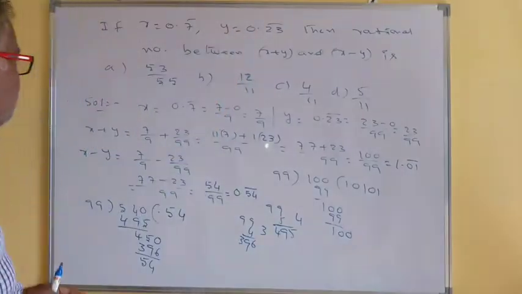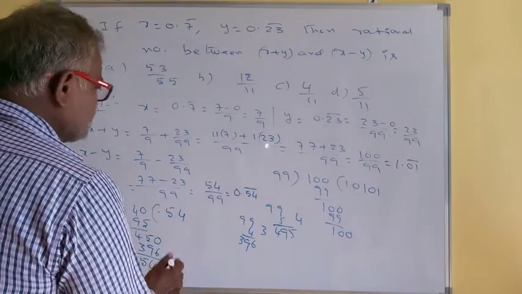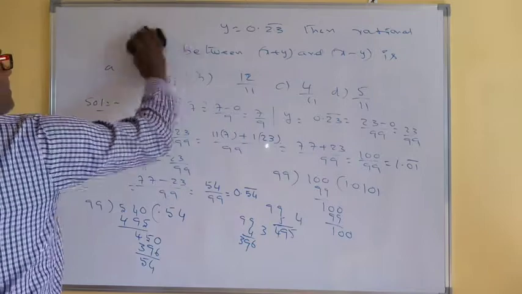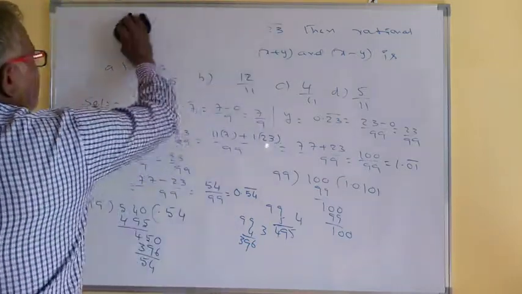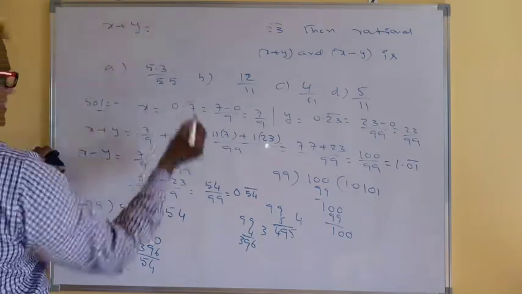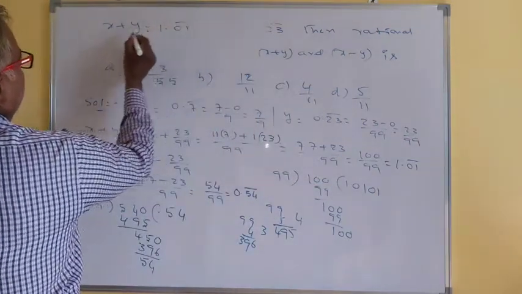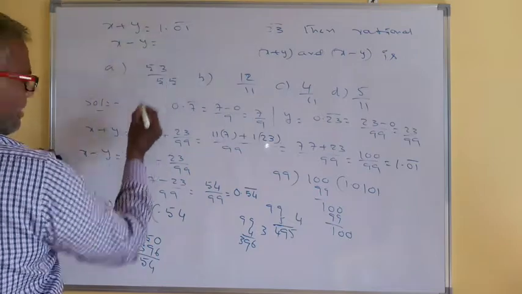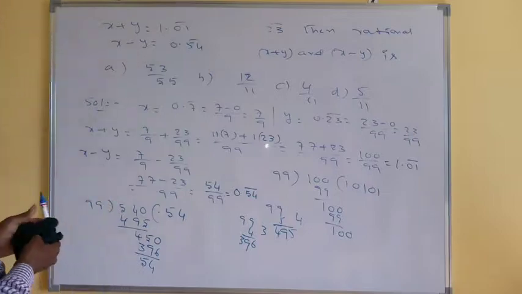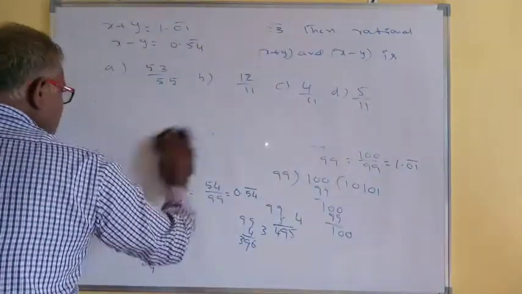Now we have to check the given options one by one. Here the x plus y value is 1.01 bar and the x minus y value is 0.54 bar. So let us verify one by one which option is the correct one.